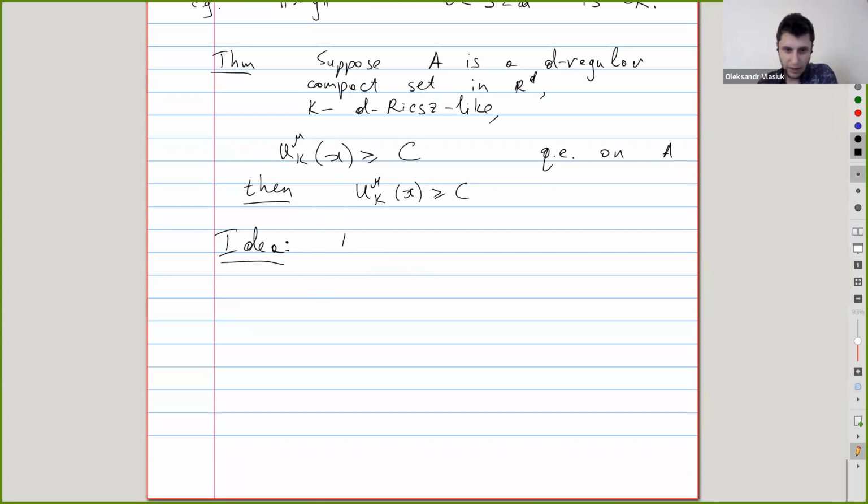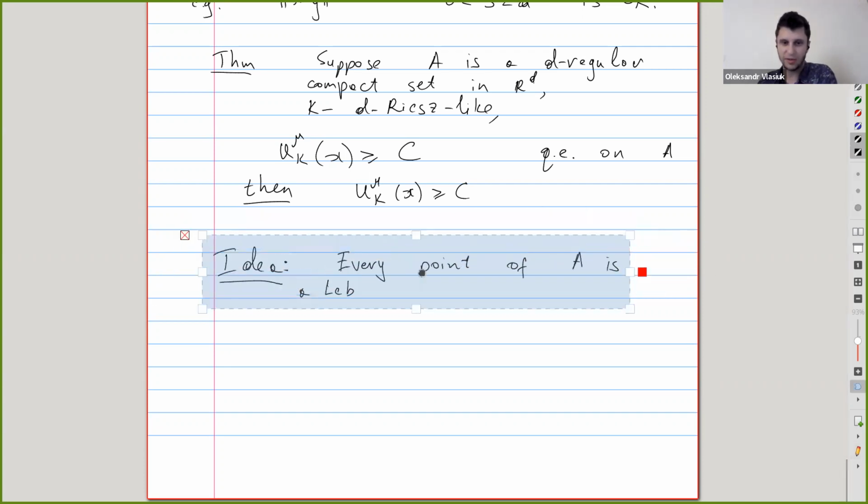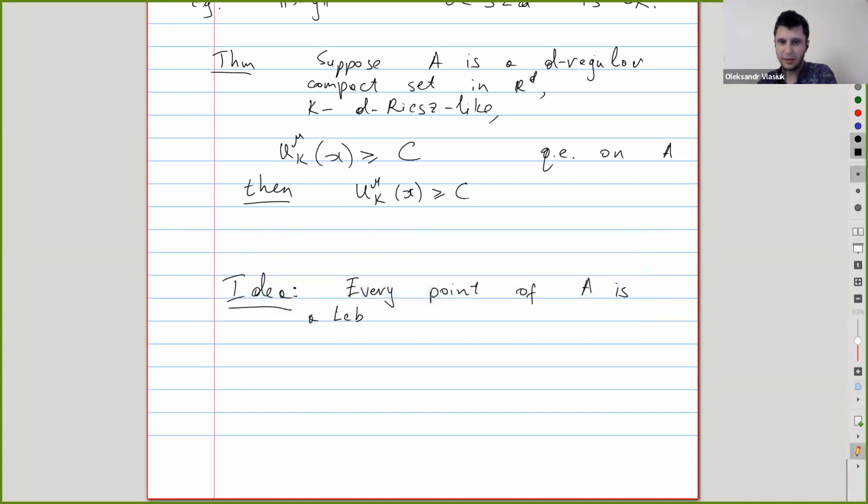So every point of A is a Lebesgue point. Oh, you see, I'm rushing forward. I'm sorry, I never defined what d-regular means. But okay, let me finish this sentence. I'll tell you what d-regular is. I promise to remember now.